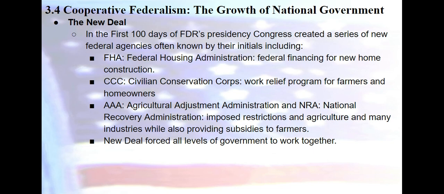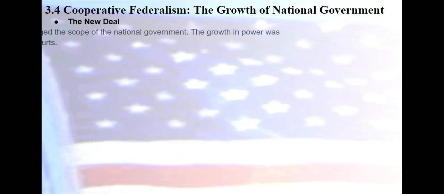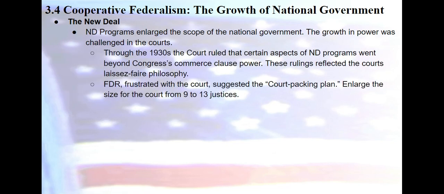The New Deal basically forces all levels of government to work together to implement these programs. Big cities actually start to take a prominent role in national politics because FDR, number one, wants support of the Democratic political machines, and because they could often be used as a way to bypass the conservative state legislatures. This makes cities a player in national politics for the first time.